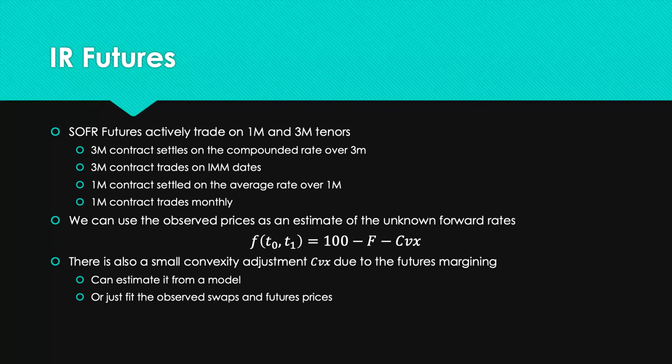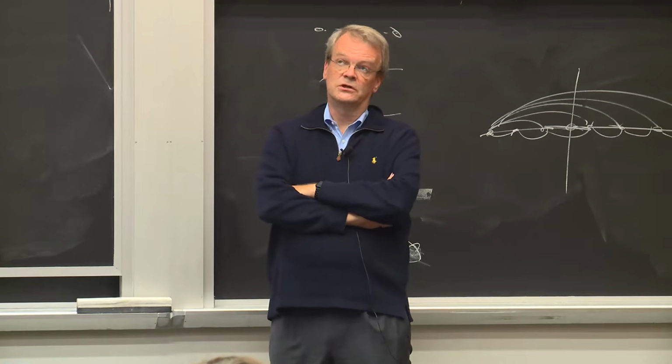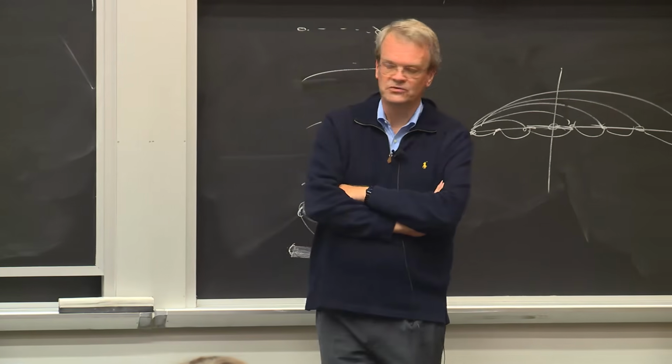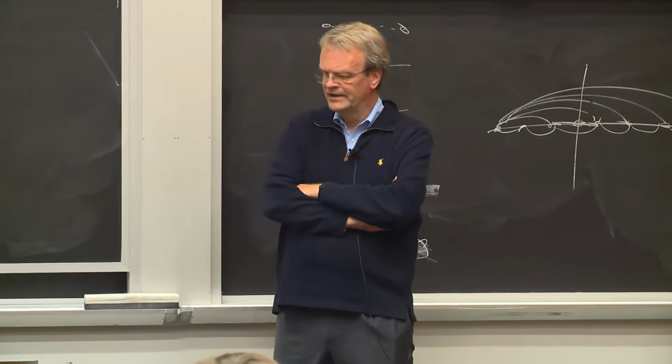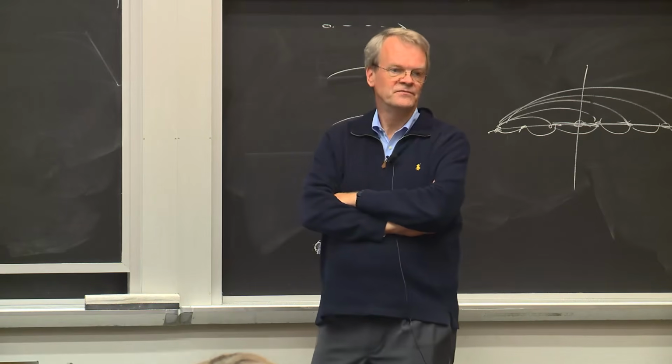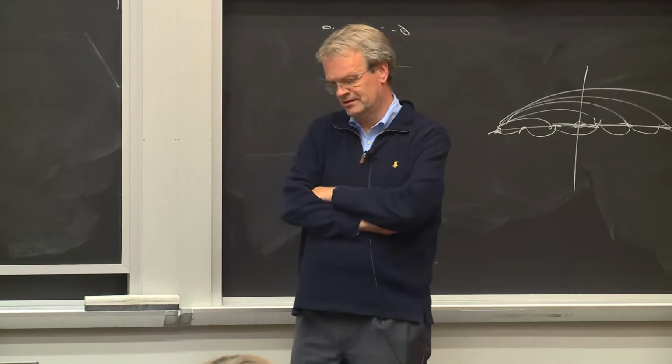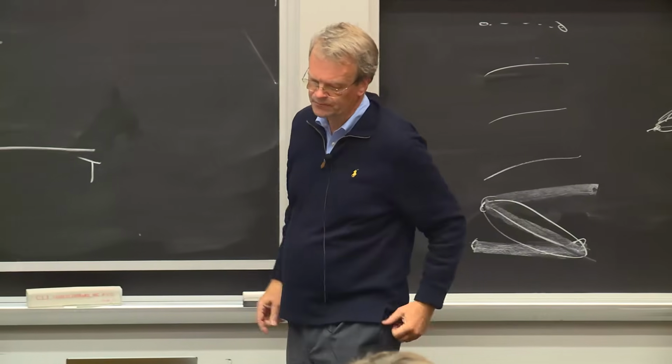So, two main contracts. There's 1-month contracts and 3-month contracts. They're slightly different, which is a bit annoying. The 3-month contract trades on a compounded rate. The 1-month contract trades on an average rate. The 3-month contract goes from IMM date to IMM date. IMM is International Monetary Market, which was an old market in Chicago that sort of set the standards here, which is the third Wednesday of every March, June, September, December. It's just when the contracts settle. And that's fine. The 1-month contracts trade on a calendar month. So today's contract started on September 1st. We'll settle on October 1st, I think, maybe off by a day there.